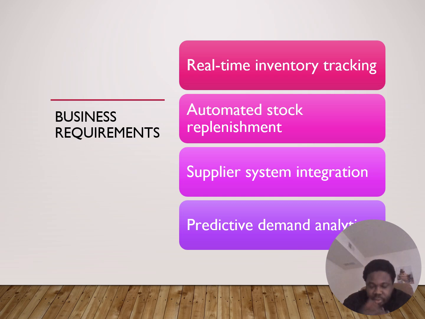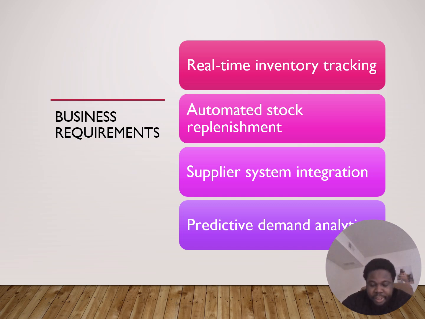I will first of all talk about the business requirements of this project, Walmart Supply Chain and Inventory System. We have real-time inventory tracking, automated stock replenishment, supply system integration, and predictive demand analysis. All right, so this was my business requirement.